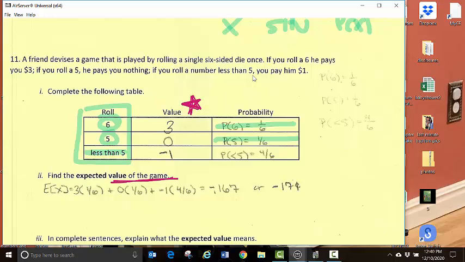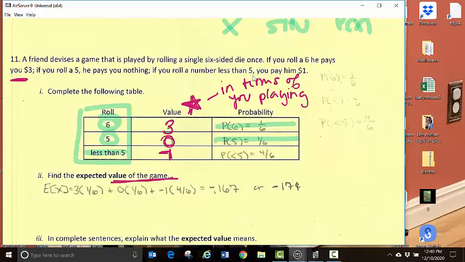So if you win, you get $3, if you get a 6. If you get a 5, you had the fun of playing. But if you get anything else, you have to pay the person $1. So this one is in terms of you playing.